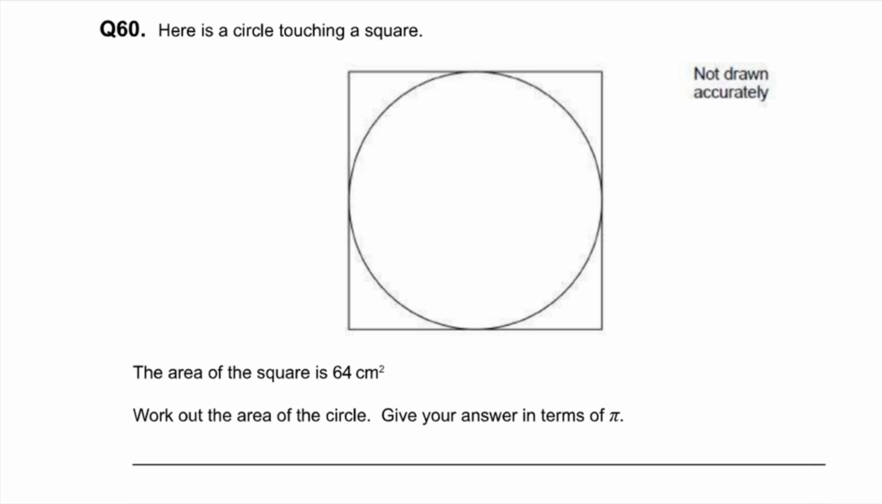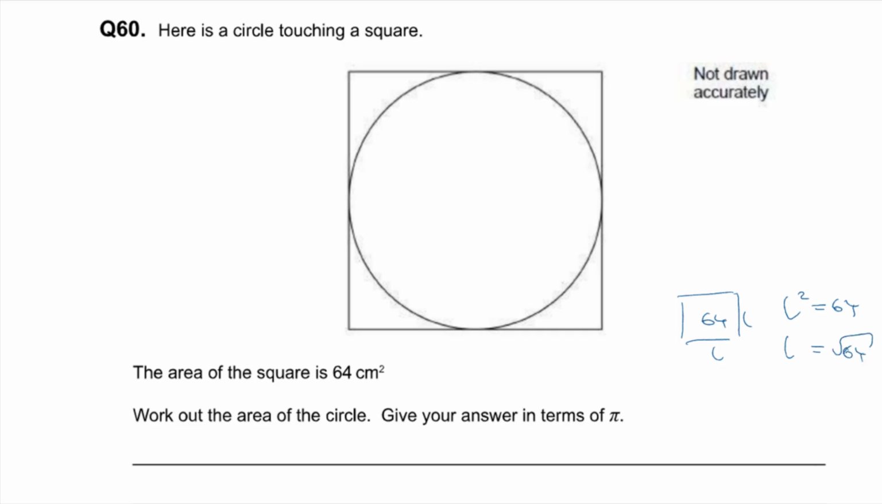Question 60, here is a circle touching a square. The area of the square is 64. Work out the area of the circle. Give your answer in terms of pi. Okay, so I've got a square, it's got an area of 64. Now you find the area of a square by multiplying the length and the length together. So that means that my length squared is equal to 64. So if I want the length, I need to square root 64 in order to find it.